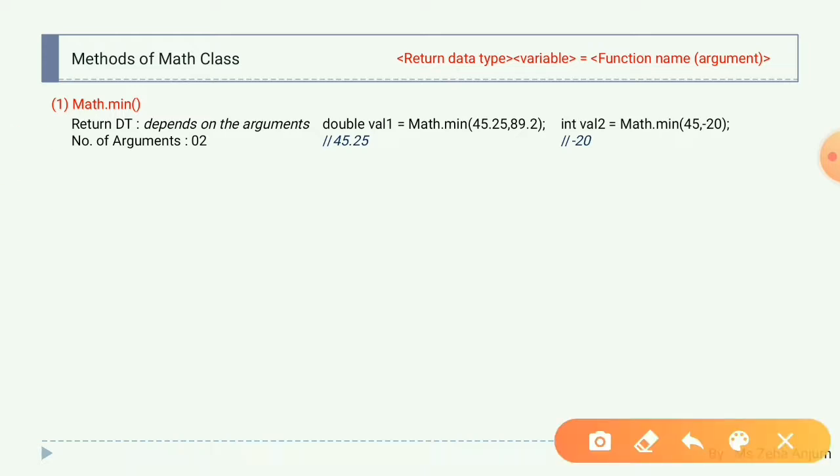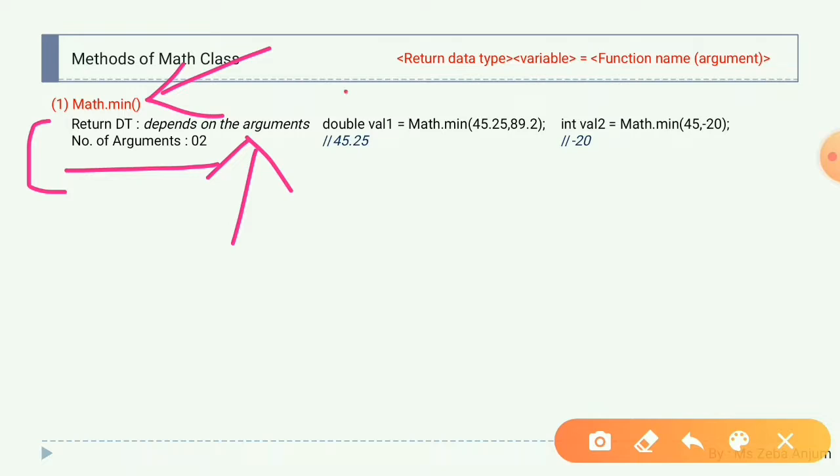As the name suggests, it is going to give you the minimum value. On the left hand side we have a return data type. Return data type means the function is returning a value, and what kind of value it returns comes under the return data type. Over here in Math.min, it depends on the type of argument. The type of argument will define what kind of value you receive from the function. And the number of arguments here is 2. Always 2. They cannot be 1, they cannot be 3. Always you have to give the arguments as 2 numbers.